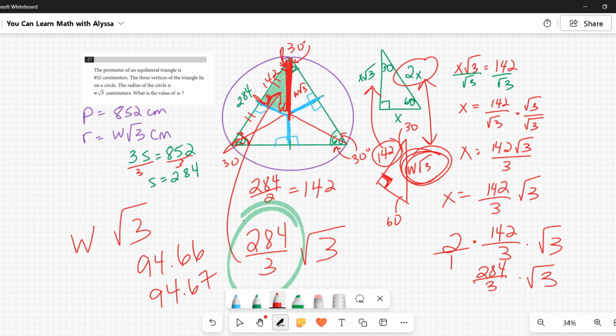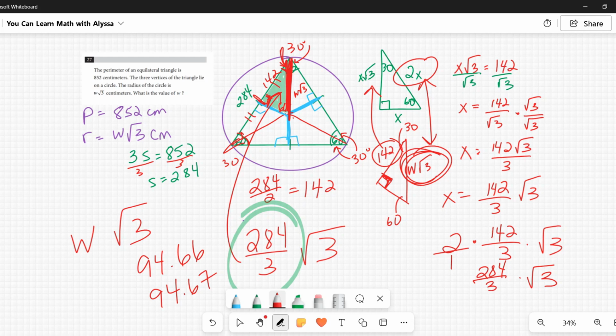Yeah, there's a lot there. And this is one of those problems that I can't really see a way that Desmos, like graphing or something like that, would be of much help. It really is relying on your knowledge of 30-60-90 triangles and radii and inscribed triangles and all that good stuff, and how to use that to solve.